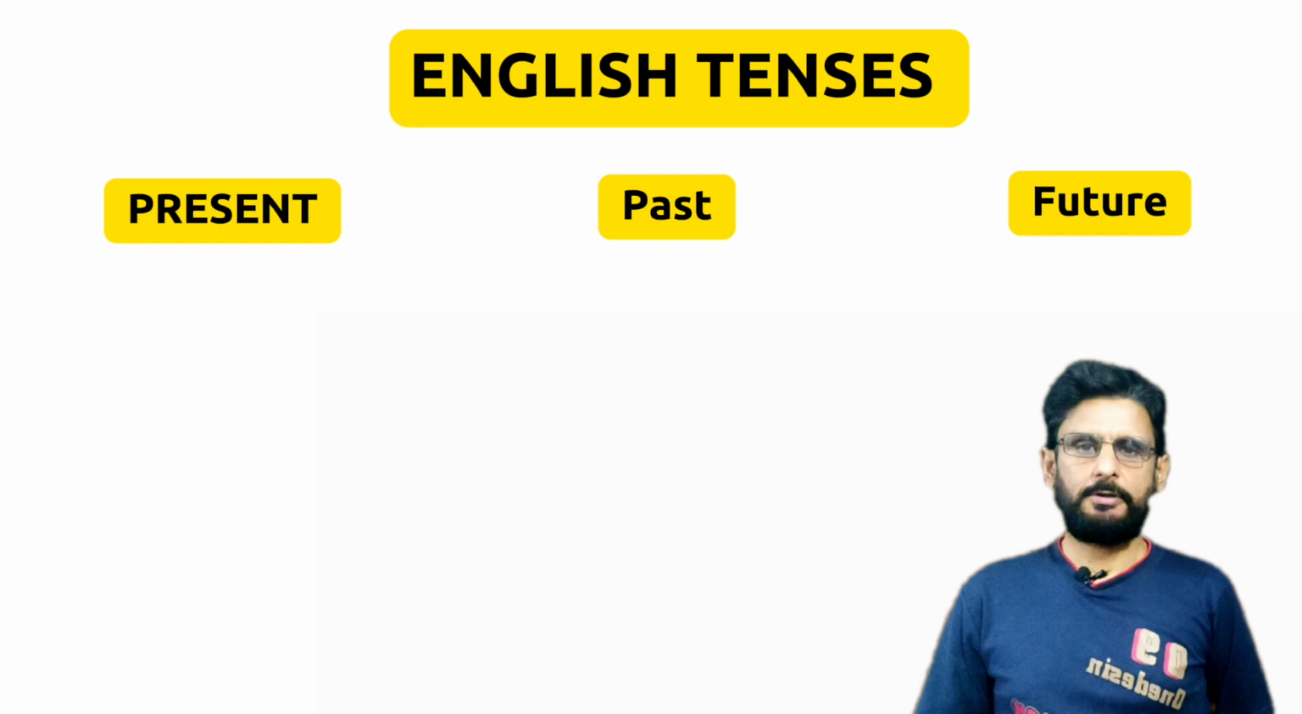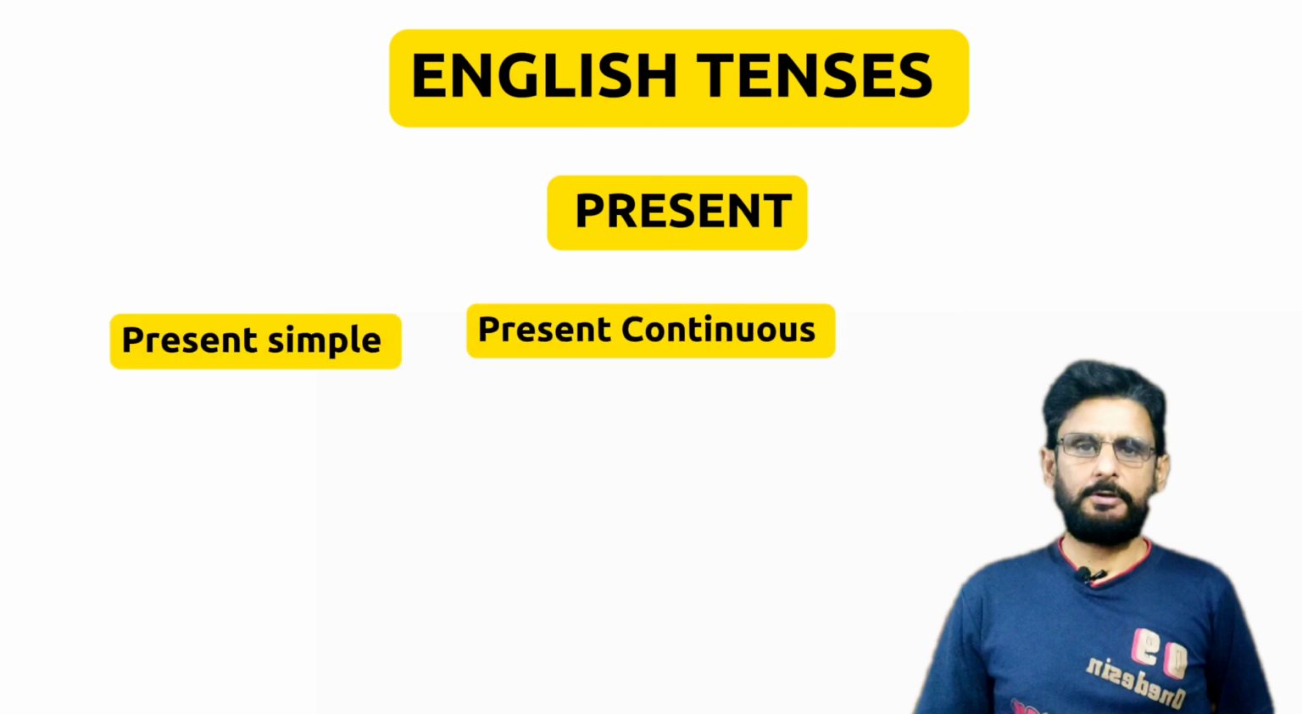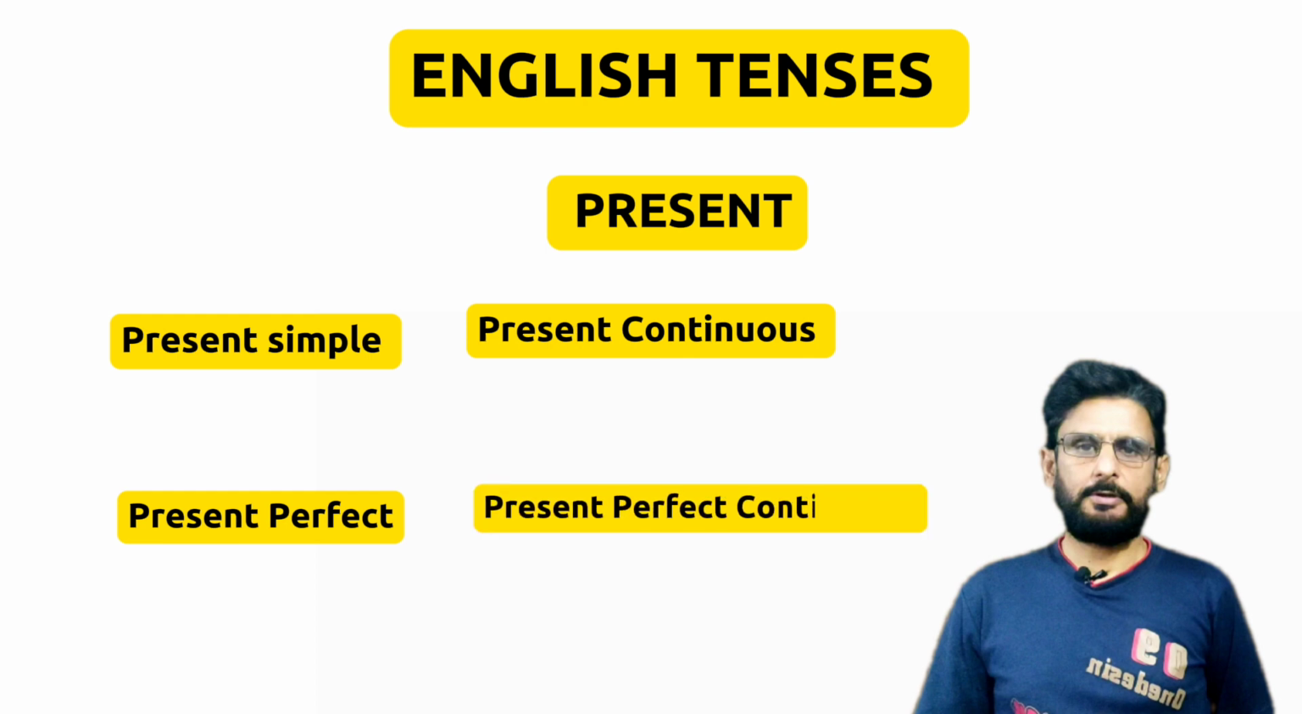Present tense has four categories. For example, what are they? Number one is present simple tense. Number two is present continuous tense. Number three is present perfect tense. Number four is present perfect continuous tense. So let's discuss these tenses one by one.